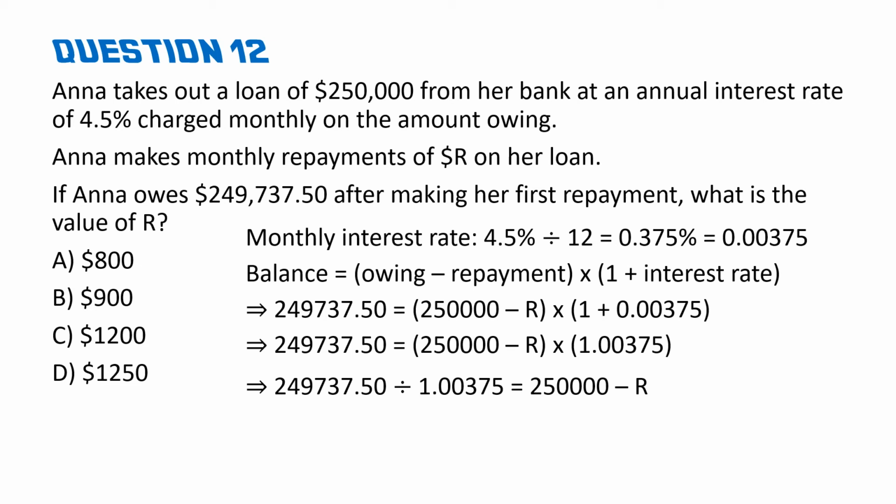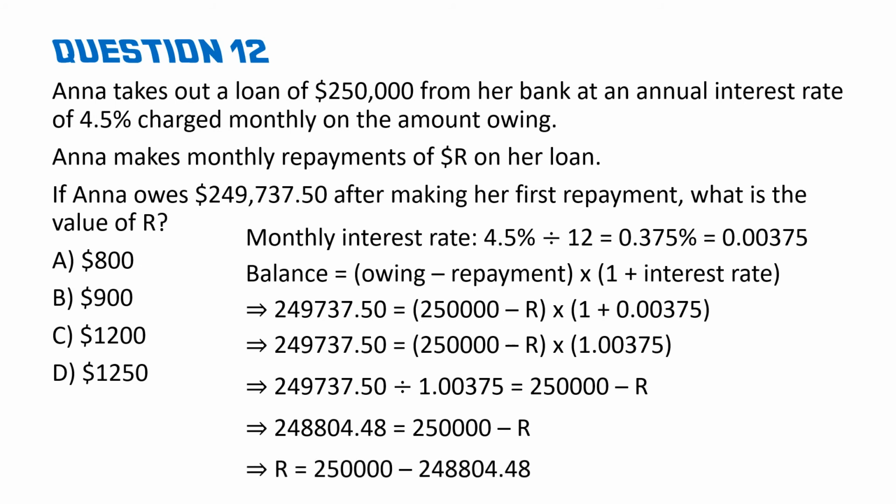Now if I get that $249,737.50 amount and I divide that by 1.00375, what I'm actually going to get is $248,804.48, which is equal to that 250,000 minus R. So then the difference between those two amounts is what's going to tell me what R is. It's that 250,000 minus that $248,804, and that is approximately equal to $1,200. And looking at our list of multiple choice options, that is option C.